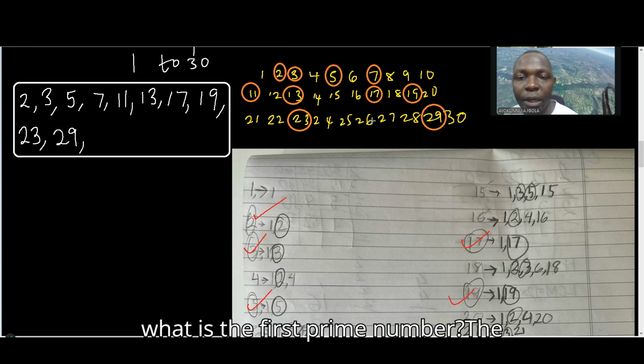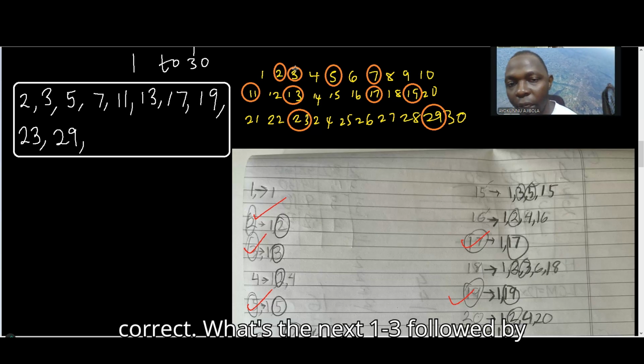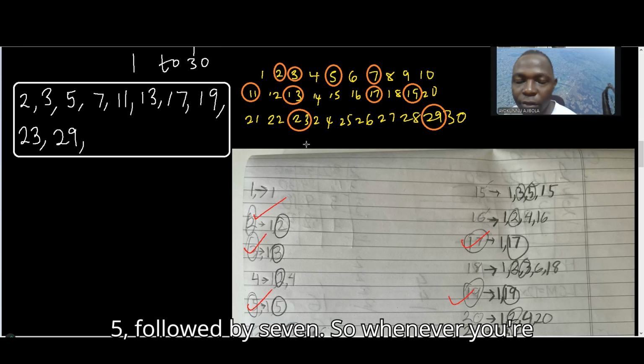So what is the first prime number? The first prime number is 2. That's correct. What's the next one? 3, followed by 5, followed by 7.